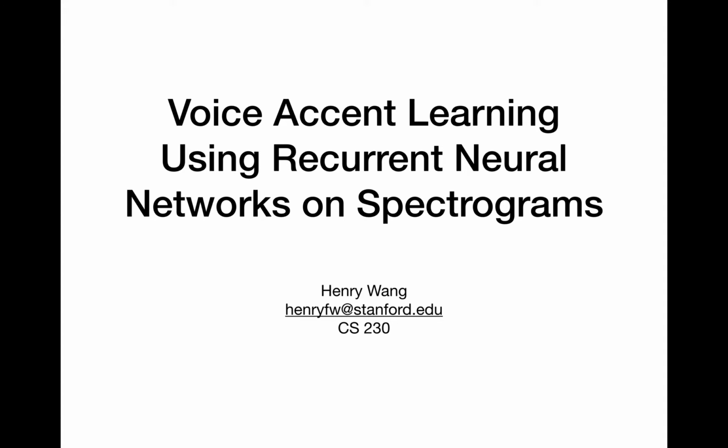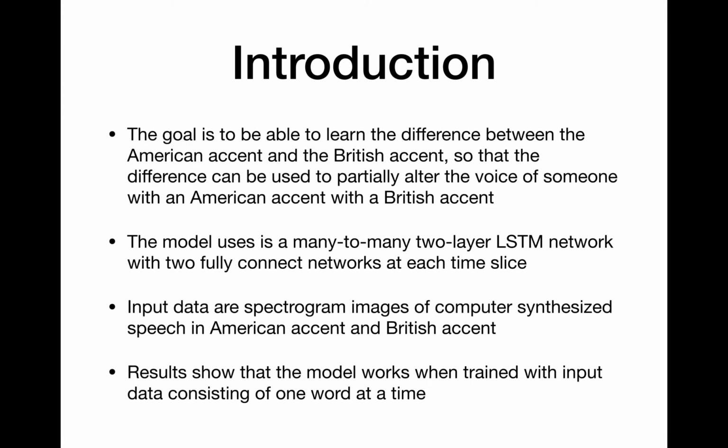Voice accent learning using recurrent neural networks and spectrograms. The goal is to be able to learn the difference between the American accent and the British accent, so that the difference can be used to partially alter the voice of someone with the American accent with the British one.